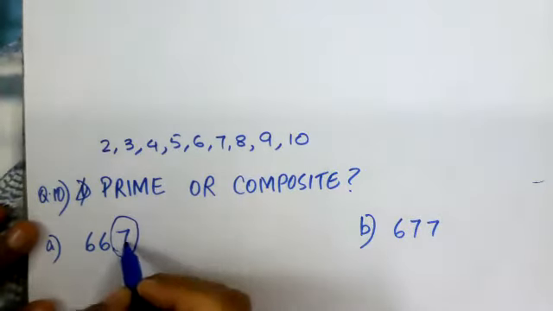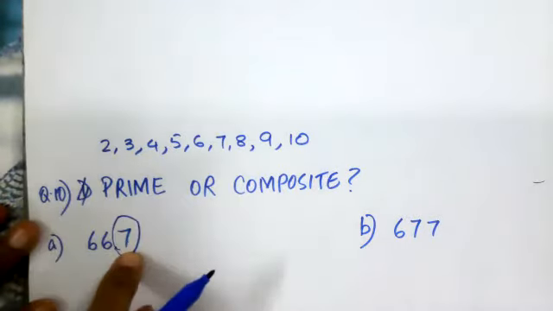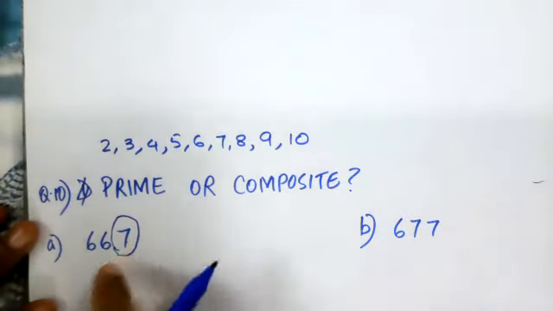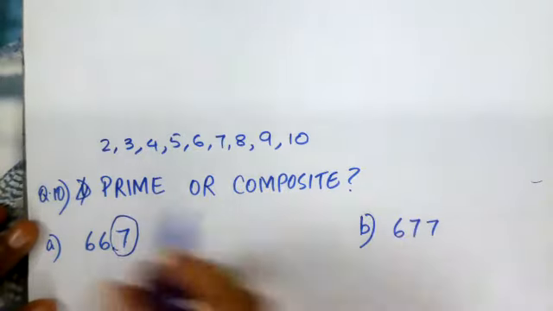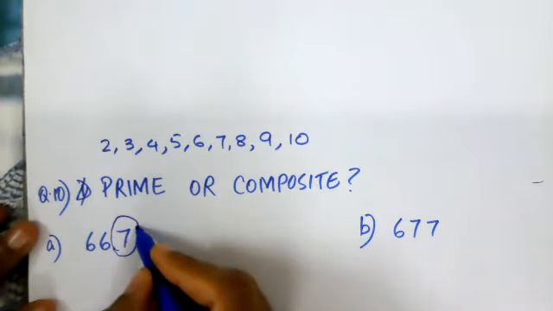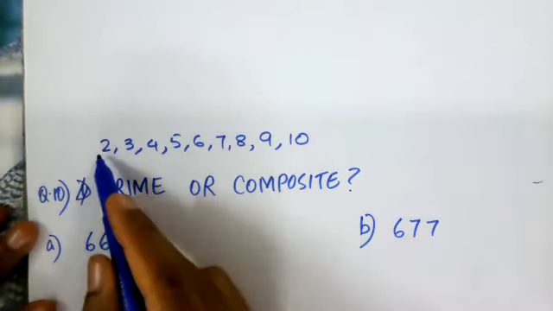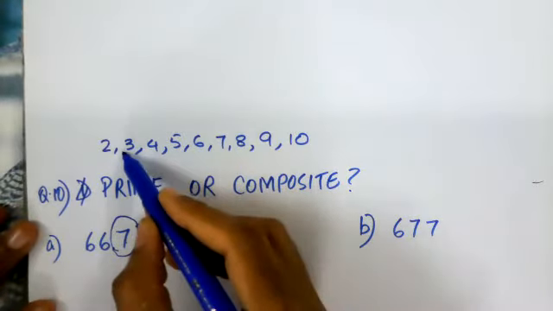So you have to look at the last digit. If the last digit is even, because all even numbers are divisible by 2, then the whole number is divisible by 2. We can see that the last digit is 7. 7 is not divisible by 2. That means this number is not divisible by 2. Okay, let's move on to 3.